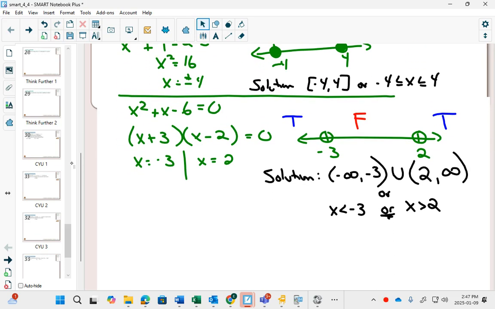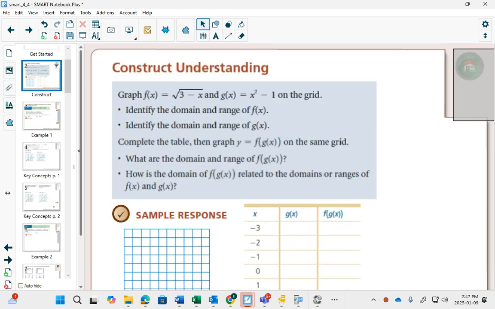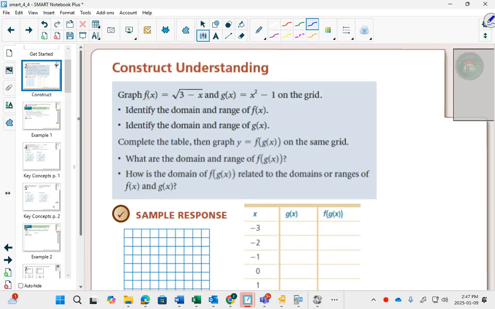And it's going to come into effect in questions with compositions of functions like this. So this is a great example. We'll do this one as well. We'll see how this is used and why it comes up every once in a while. So we have the graph of f of x as the square root of 3 minus x, and the graph of g of x, which is x squared minus 1. And they want domain and range of each of these. So if I just draw a quick little graph.